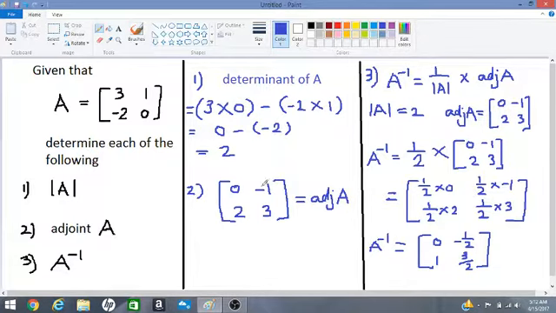Okay, so just remember that in order to find the inverse, we have to first find the determinant, and we have to also find the adjoint of A. Then we have to apply the formula. A inverse equals 1 over the determinant of A multiplied by adjoint A.